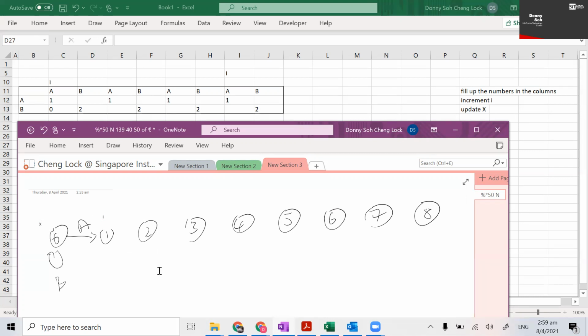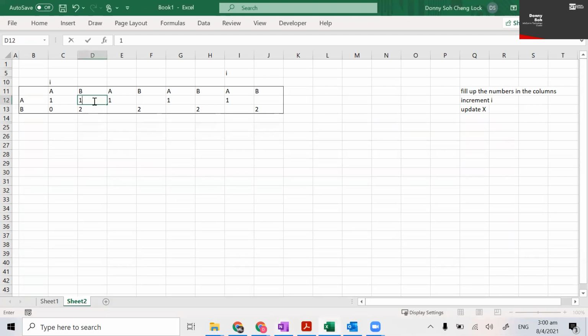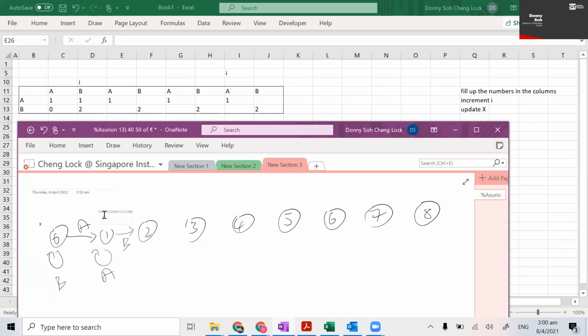Okay. Now we are at state 1. To go into state 2, we need a B. What will happen if we see an A in state 1? We look at what X will happen. At X, it will go to state 1. And so this will go to state 1. So we fill up the column. We increment the I.